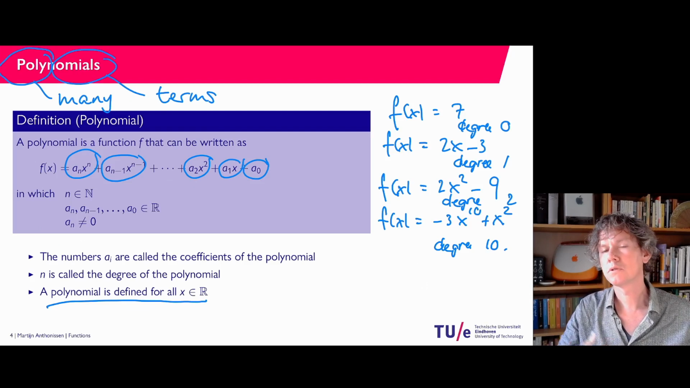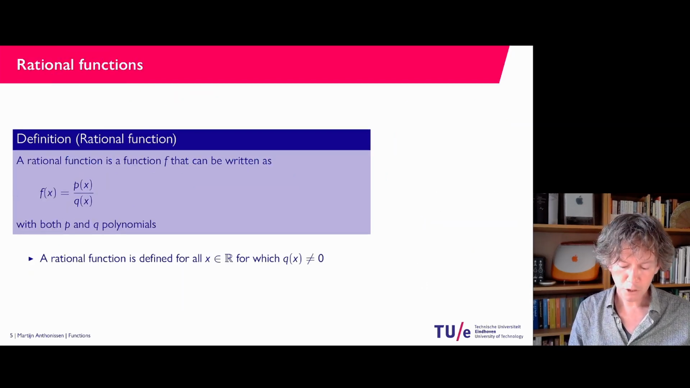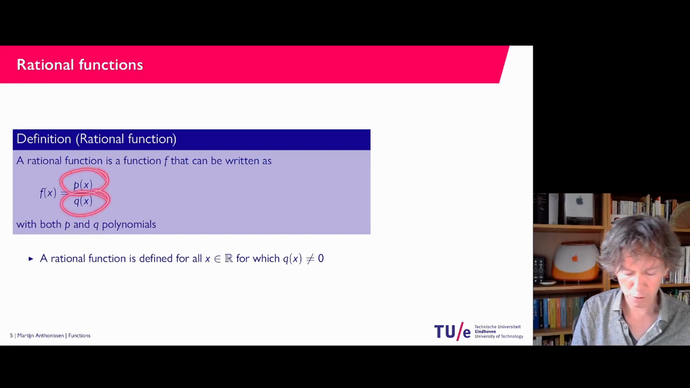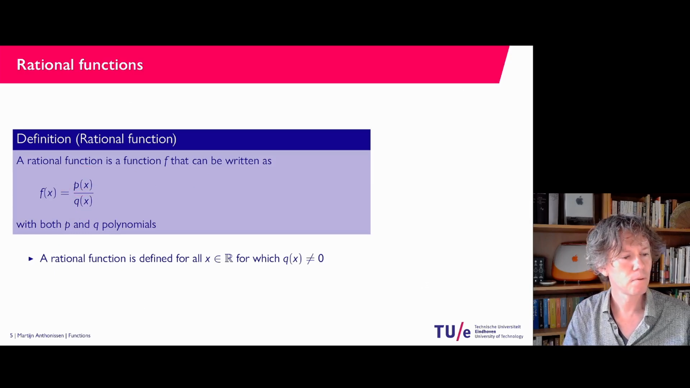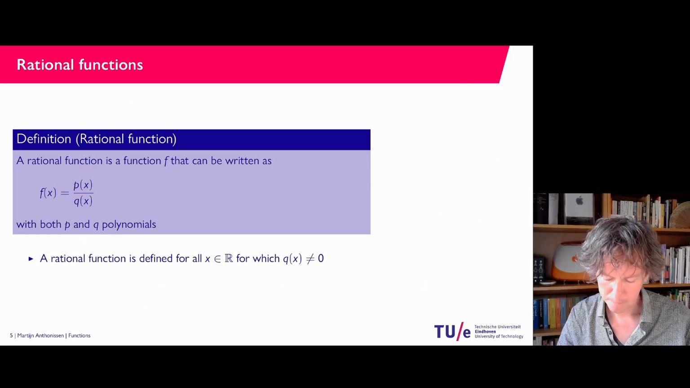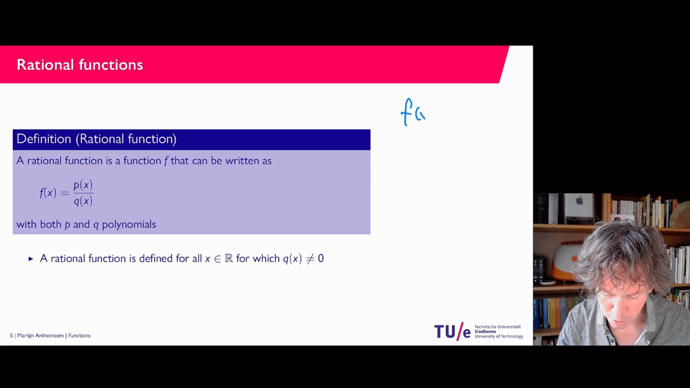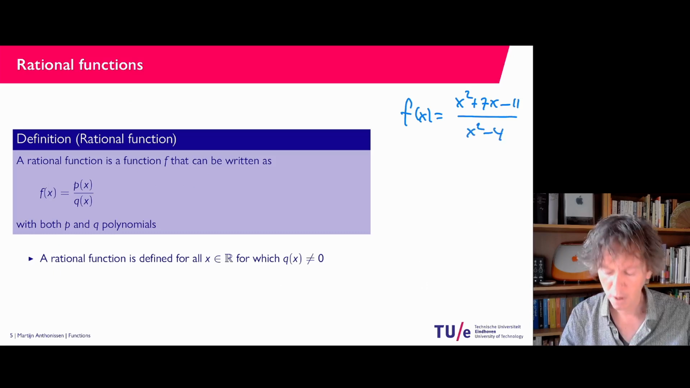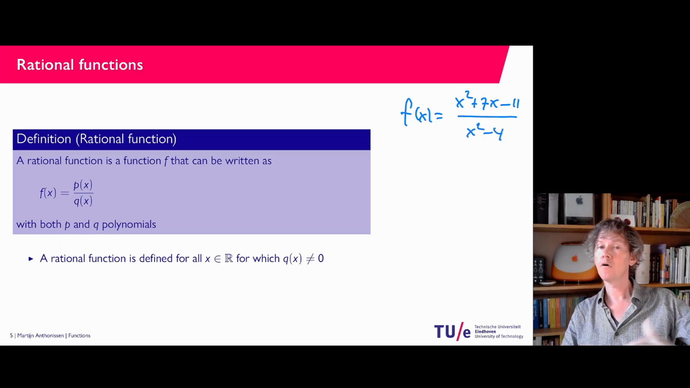Let's go to the next category of functions, the rational function. So a rational function is some polynomial over another polynomial. For example, you could take the polynomial f of x equals x squared plus 7x minus 11 over x squared minus 4. So as you see, we have a polynomial over another polynomial. This is a rational function.